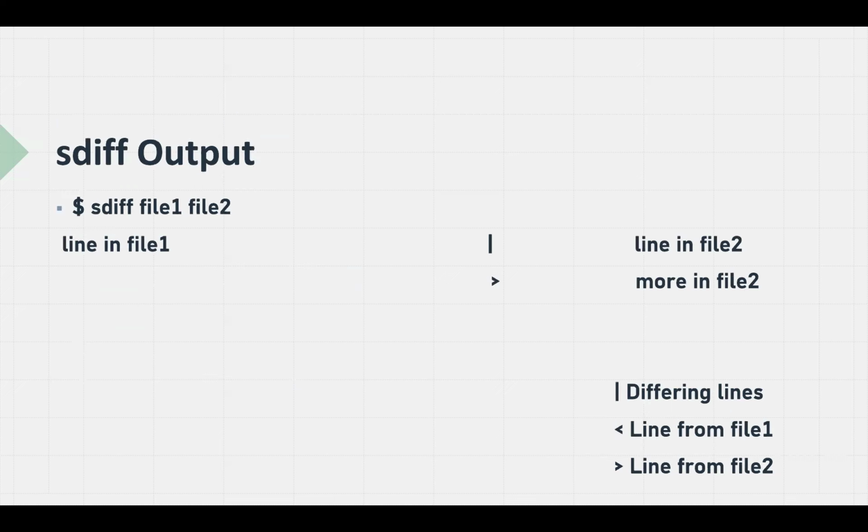In the sdiff output, the pipe, or vertical bar character, means that the text differs in the files on that line. You may also see the less than symbol, which means that the line only exists in the first file. The greater than sign means the line only exists in the second file. Remember that less than means the line exists in the first file, and the greater than means the line exists in the second file.